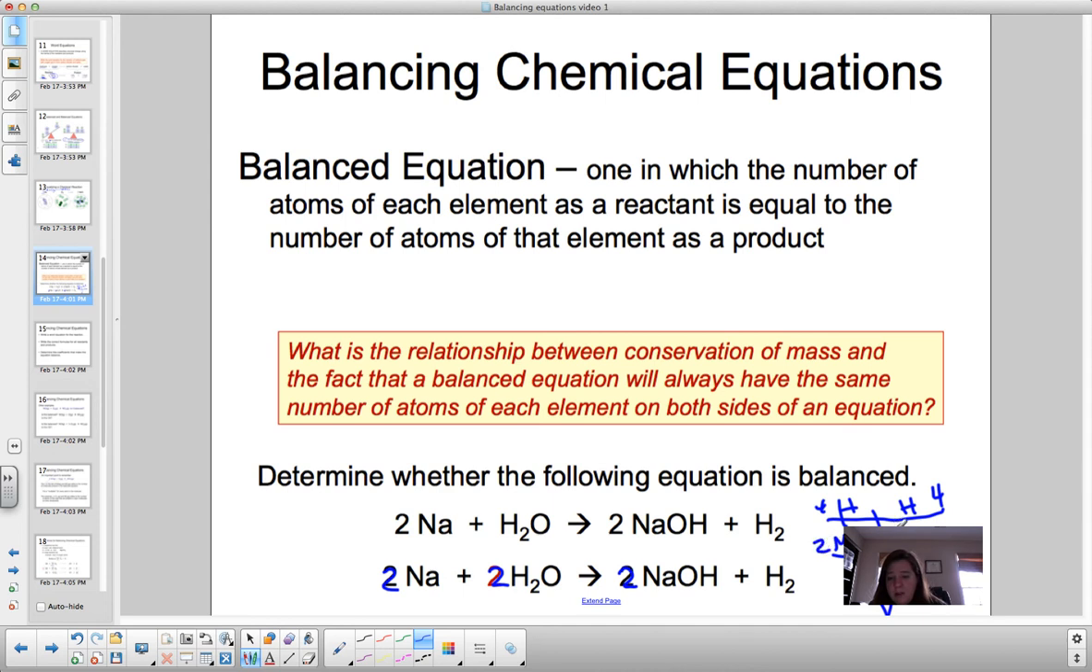So that looks good. Now for the last one, let's look at the oxygen. We have 2 oxygens plus 2 oxygens over here, so those look good. That's really all there is to these. 2 oxygen, not 20.